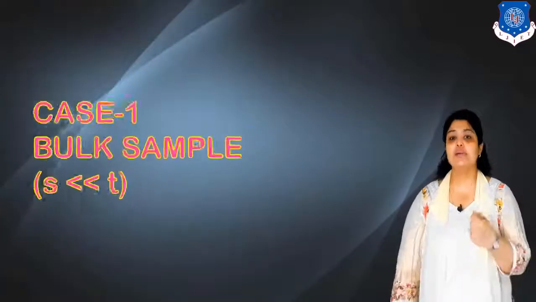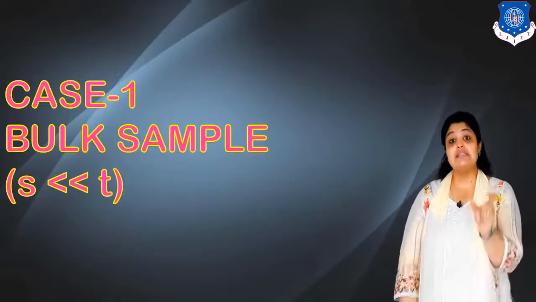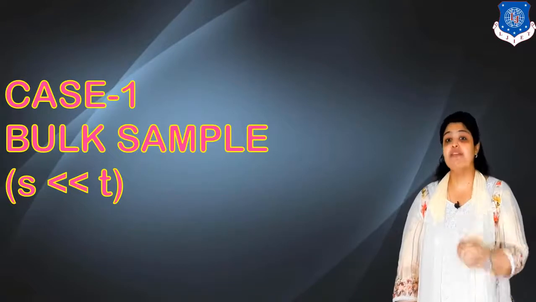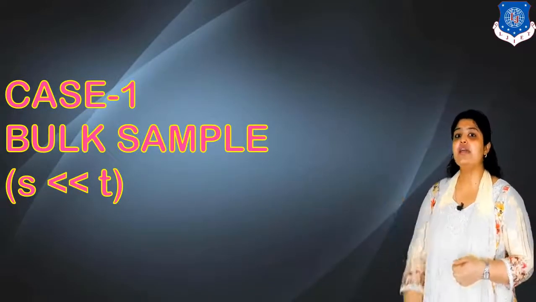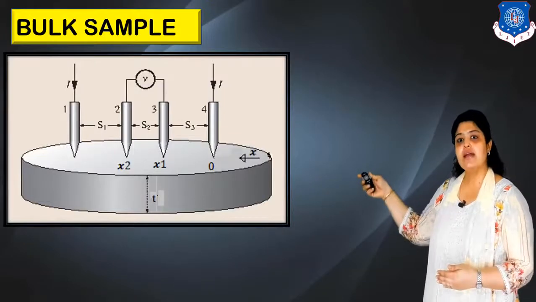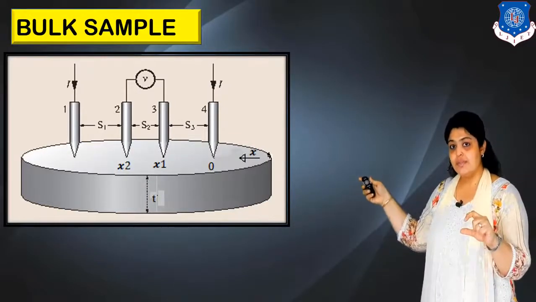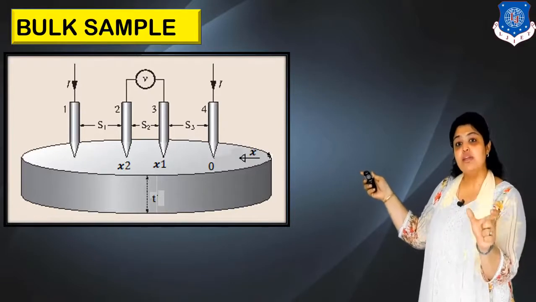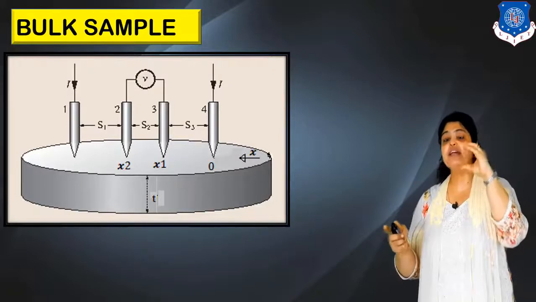Now let's move on to case number 1, wherein we consider S, that is the distance between the probes, to be very, very small as compared to the sample thickness. In this case we are naming it as a bulk sample. Let us first understand what exactly a bulk sample is. You can see in the diagram that you have a sample which has a thickness T, and the probe spacing, you can see the distance between the probes. So compared to the probe spacing, we have taken more thickness.